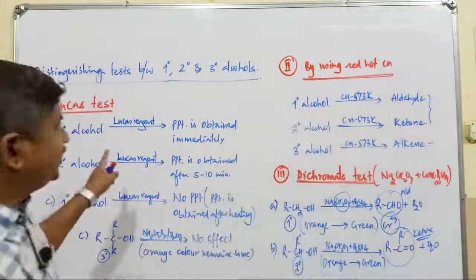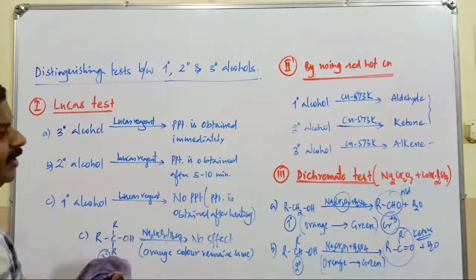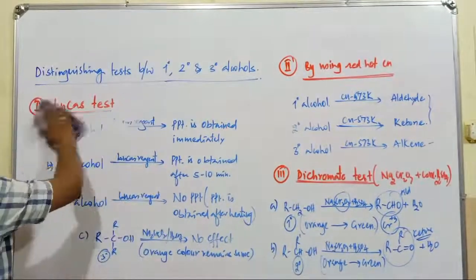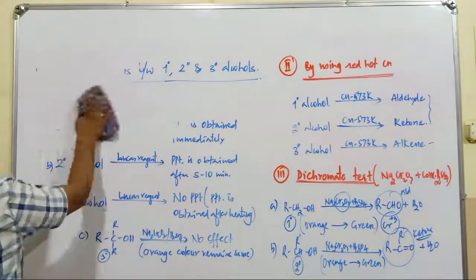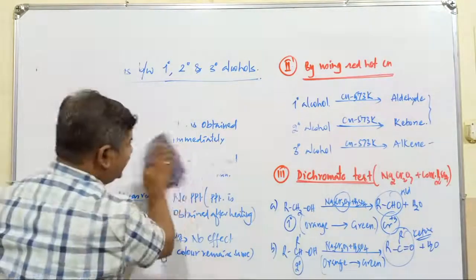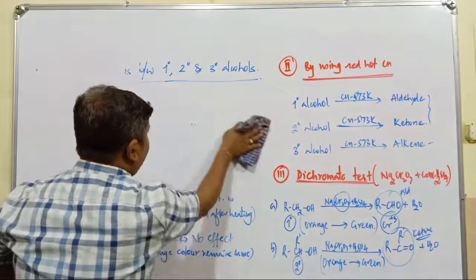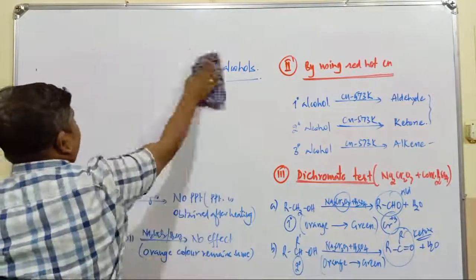First one Lucas test, next one red hot copper, next one is dichromate test. Last one, test for the distinction between primary, secondary and tertiary alcohols.